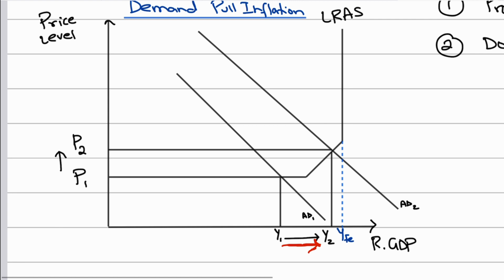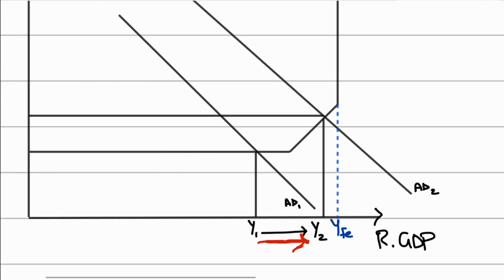But we also see that when AD rises from AD1 to AD2, you approach your full employment level of GDP. That is, you approach your full capacity. That is your potential GDP, or your full employment level of output, that is YFE. And as you approach your potential GDP, because your potential GDP is the level of maximum output that you can produce, YFE is the maximum output that you can produce at sustainable levels using your factors of production sustainably, right?